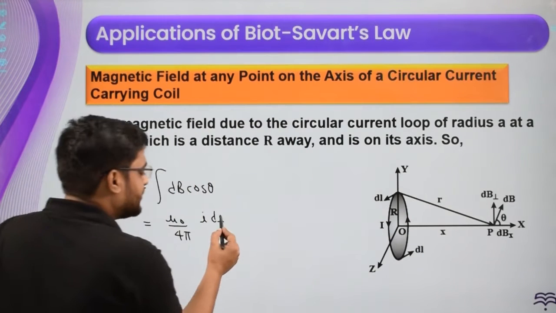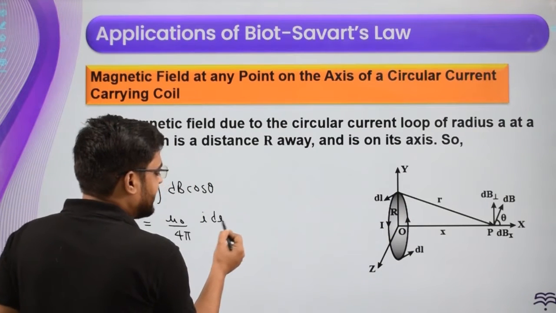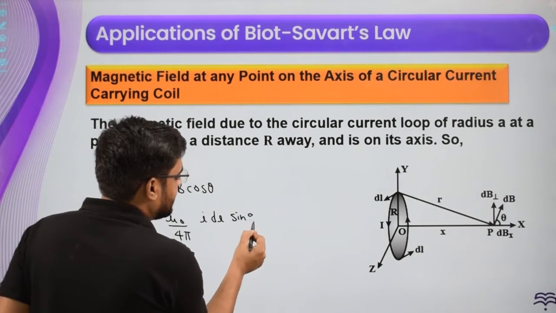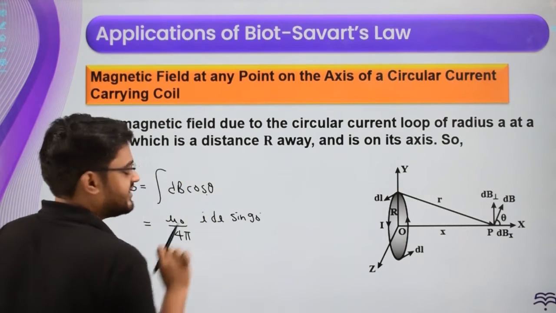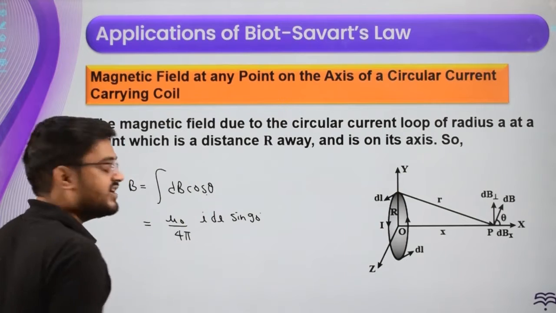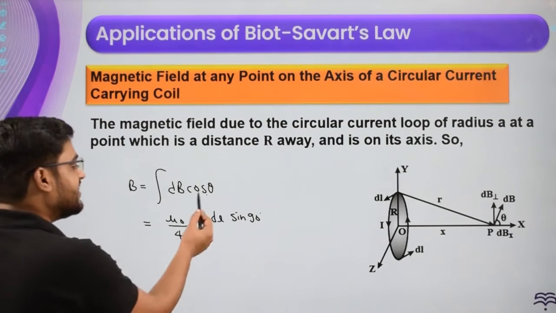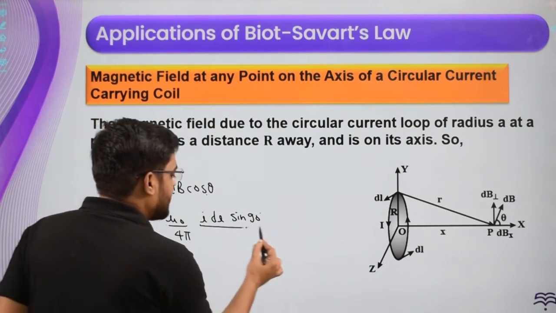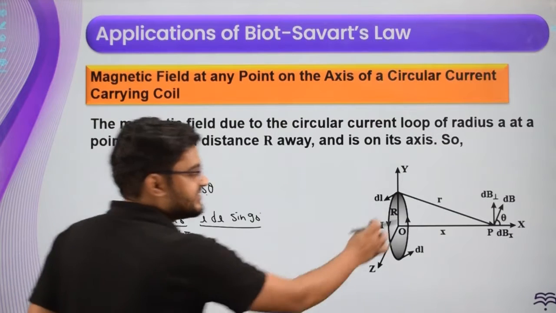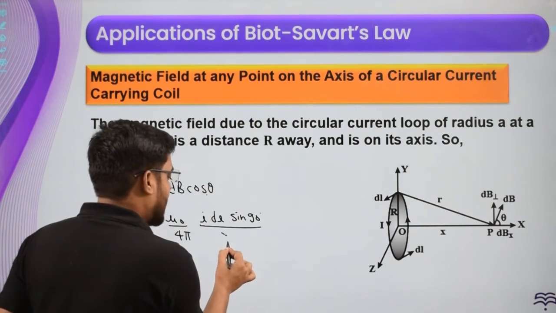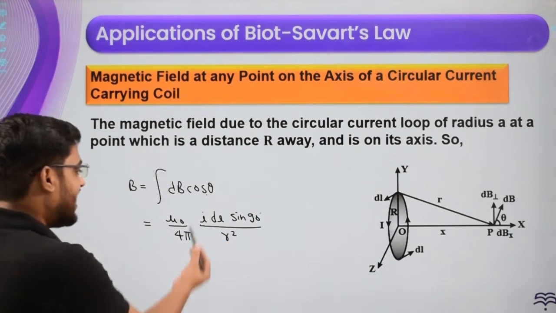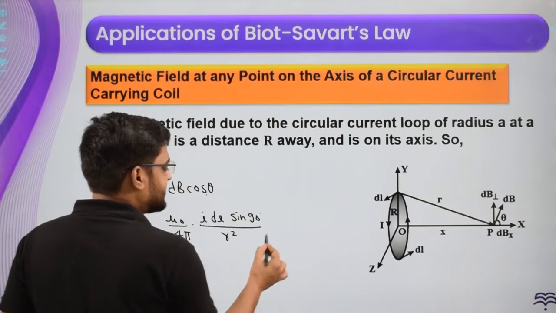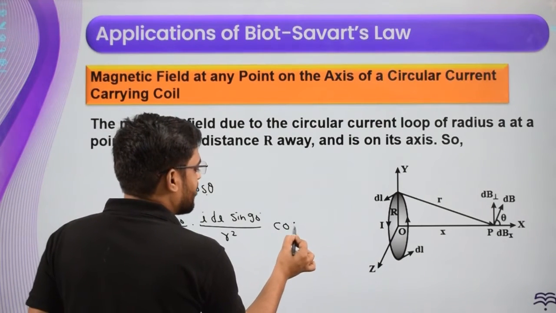So we can write sin 90, or we can just avoid that. I am writing sin 90. This theta and this theta are different. This is the angle between dl and r, while this is the angle theta which we have assumed here, for cos theta, upon r square. What is the distance? The distance is r only, so upon r square. And then there is another cos theta. This entire thing is my dB using Biot-Savart.